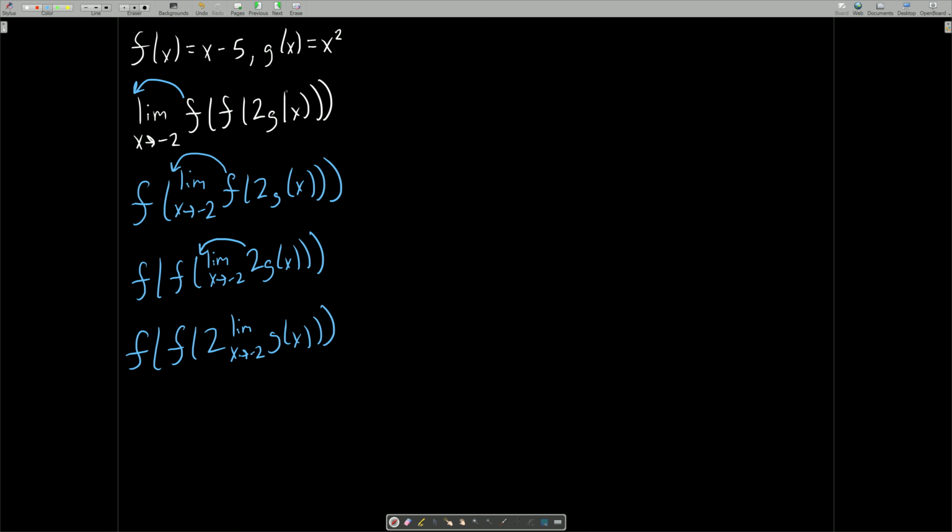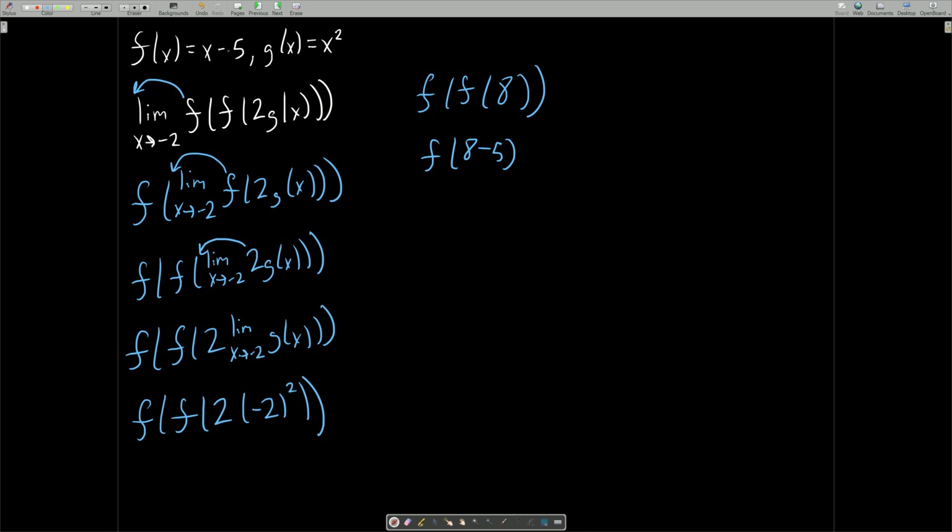Here you just plug in negative 2 for x here. Negative 2 squared, that would be 2 times 4, which is 8. Now f of 8 here, you have 8 minus 5, because you plug in 8 for x here. Now you have f of 3. Now you plug in 3 for x again. 3 minus 5, negative 2.